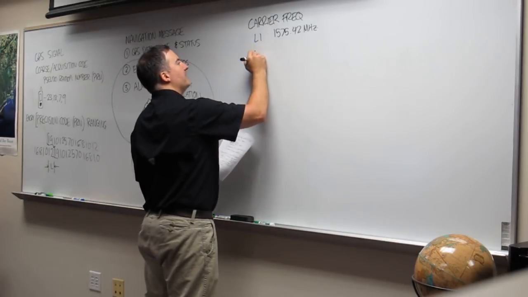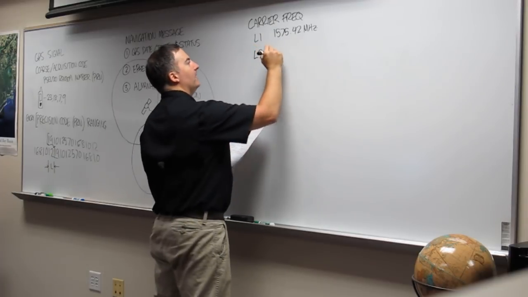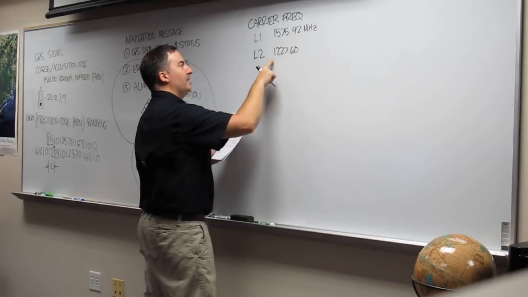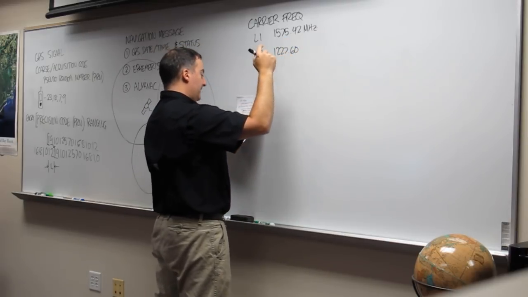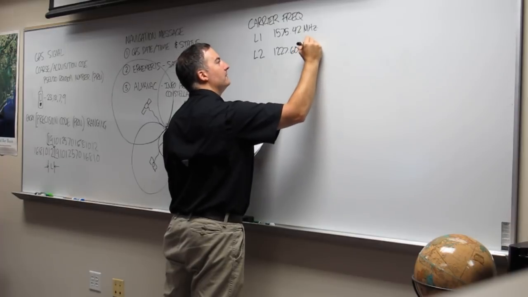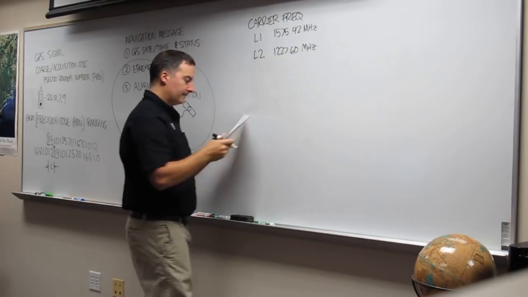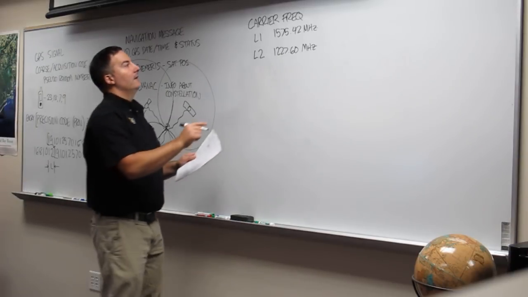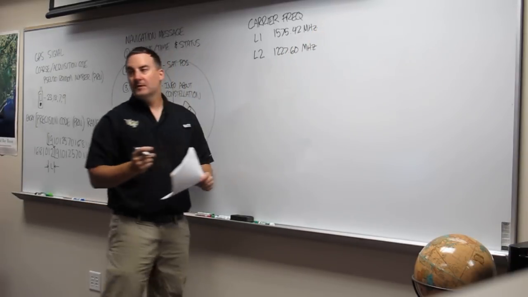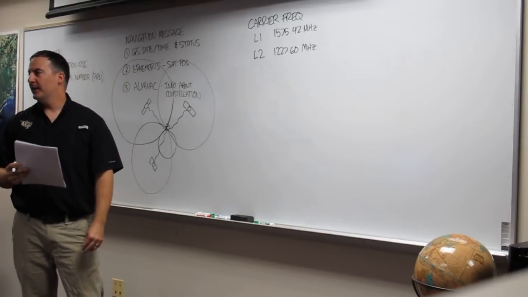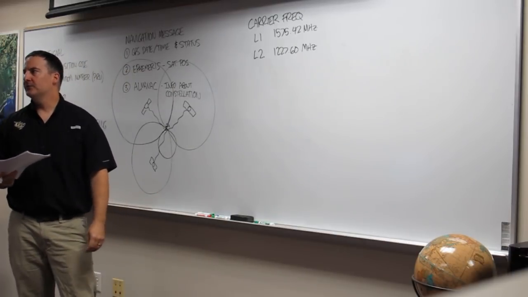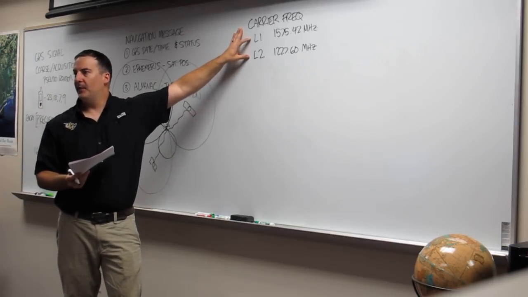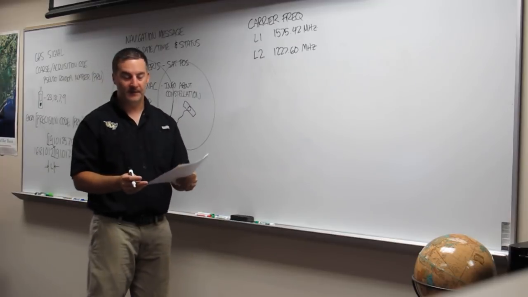The other one is L2. And that's transmitted at 1227.60 megahertz. So some receivers, in fact almost all survey grade receivers, are what they call dual frequency receivers, meaning they can hear both of these signals. Okay, both of these signals can be interpreted by the receiver.